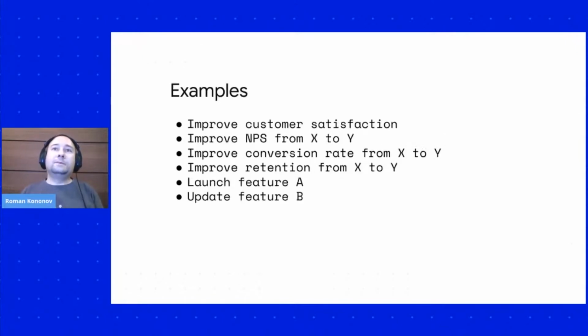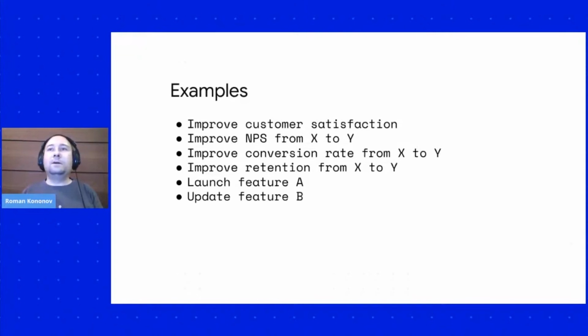So some examples: improve customer satisfaction. This is the objective. And of course, the KRs would be, what does it mean, how we could measure customer satisfaction. We could use an NPS score, for example, Net Promoter Score, or we could collect some other numbers. I don't know.